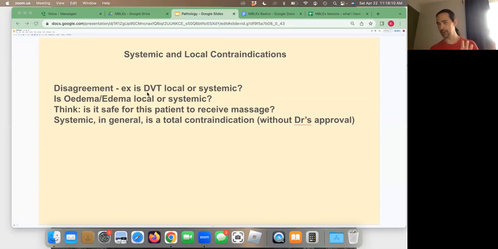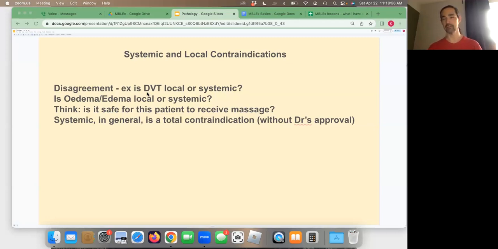So you have to know, I think, less than half a dozen examples of things that have these small local signs, but actually they're systemic, and you just need to get a doctor's approval. If someone says they have a deep vein thrombosis, or you suspect a deep vein thrombosis, just tell them, I need to refer you back to your medical doctor, your primary care physician, and go get that examined and have them clear you for massage. It's better if you get something written.